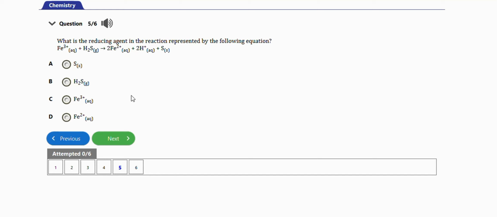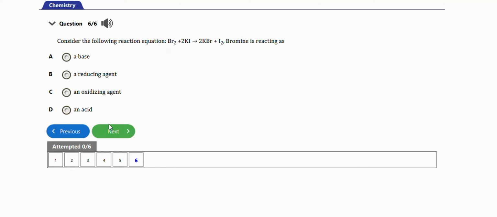The last question I have here before I end this video is this one. It says, consider the following reaction equation. Bromine gas reacts with 2 moles of potassium iodide to give 2 moles of potassium bromide and iodine gas. Bromine is reacting as, so from this reaction, bromine is reacting as an oxidizing agent, option C.